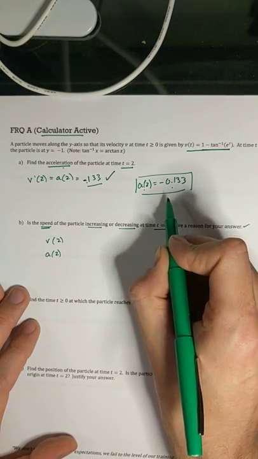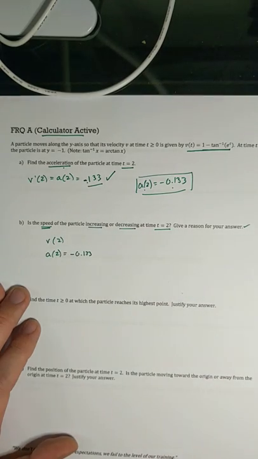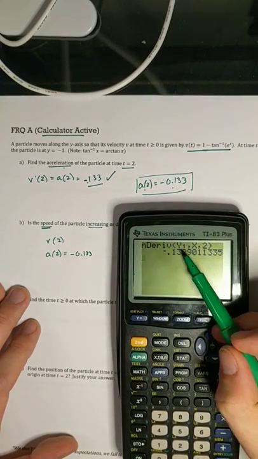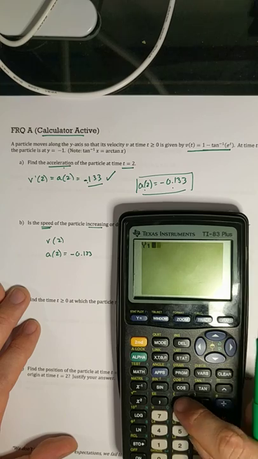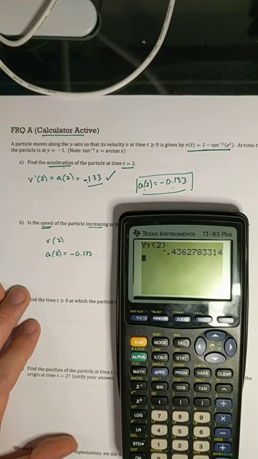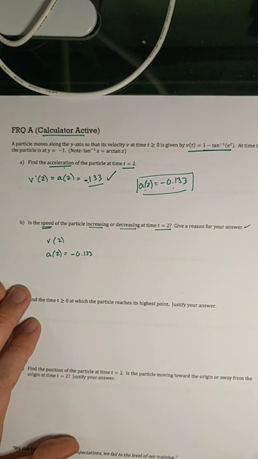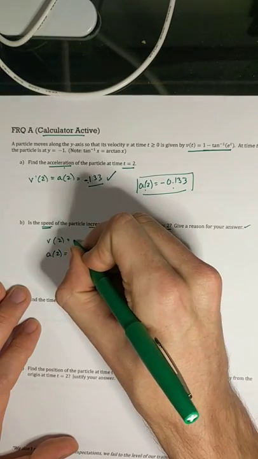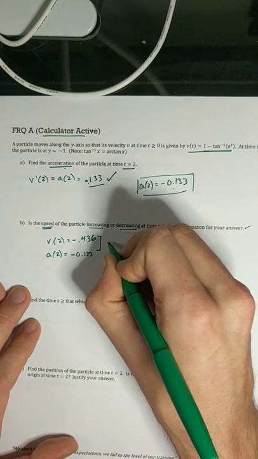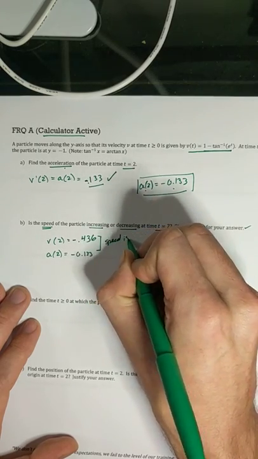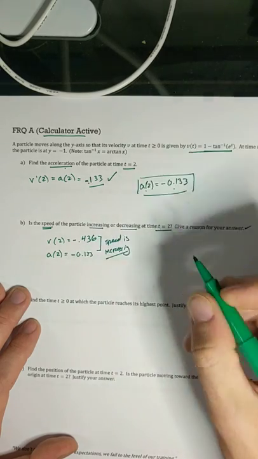Well, luckily from part A, I already know what a of 2 is, so that'll be -0.133. And then, using my calculator, I can do y vars, function y1, and I can punch in 2 to get my velocity value. So I get -0.436. So I see these are both negative, so that means my speed is increasing because they're the same sign.